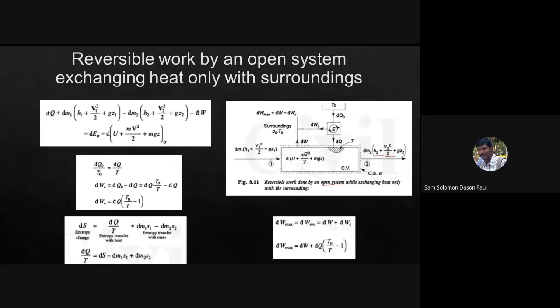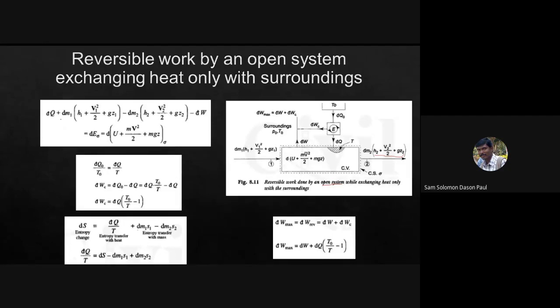So there is a variation in mass: not all of the mass that enters is leaving; some amount is retained inside. So that change in energy, d of U plus mv squared by 2 plus mg z, is the change in the energy of the system. In a closed system, we simply call it the change in internal energy. Now we simply call it the change in energy. If we write a simple energy balance, Q is equal to delta U plus W.